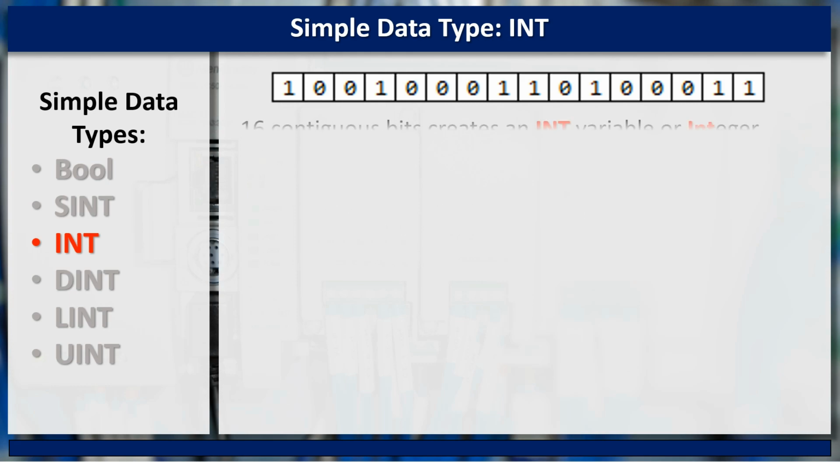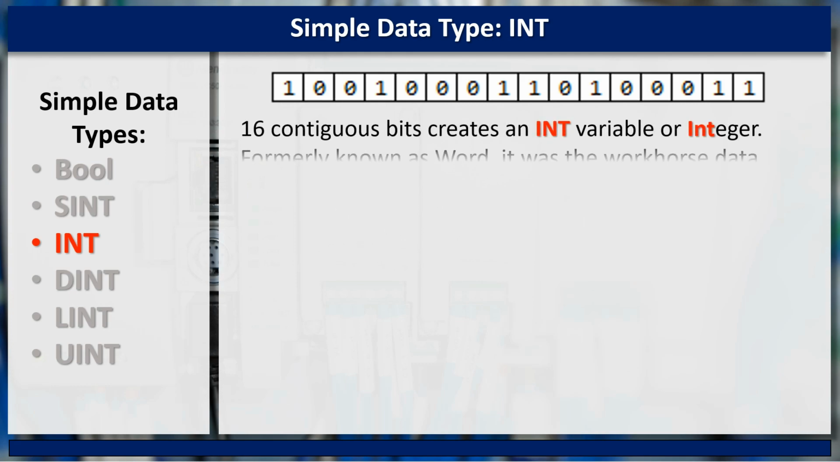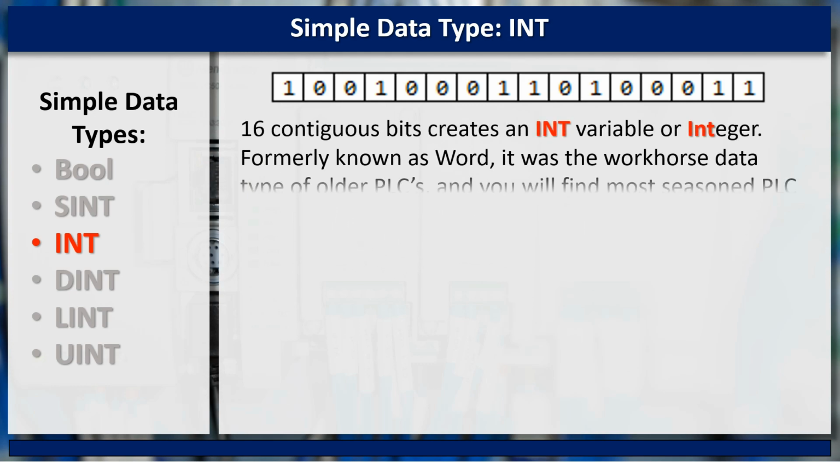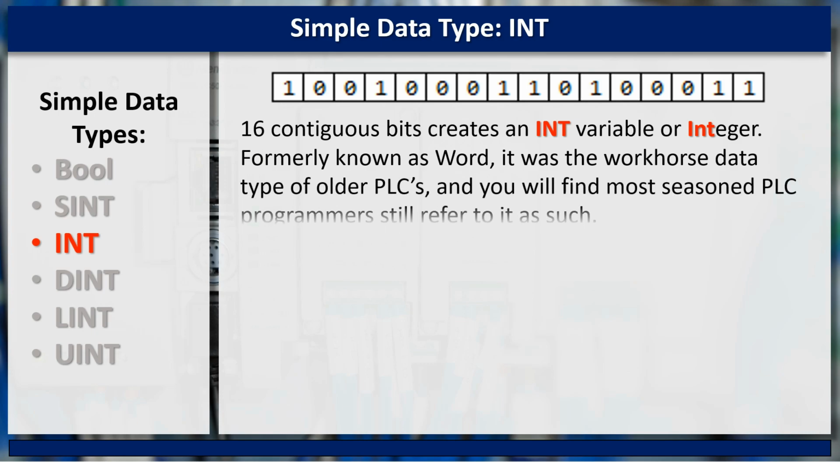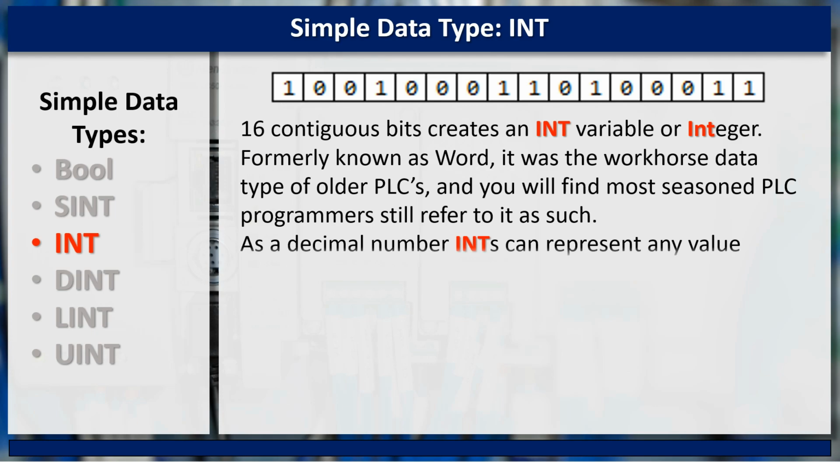16 contiguous bits creates an int variable, or integer. Formerly known as word, it was the workhorse data type of older PLCs, and you will find most seasoned PLC programmers still refer to it as such. As a decimal number, ints can represent any value between negative 32,768 to positive 32,767.